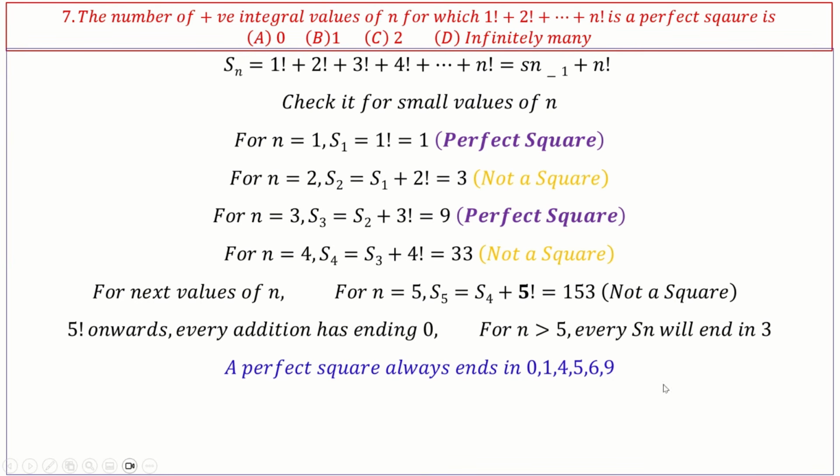So those numbers you can ignore, which means after 5 factorial, every number ends with 3, so they are not perfect squares. So how many possibilities are there? Only n equal to 1 and n equal to 3. These are the two values of n where the given expression is a perfect square. So only two options are possible. That is C, only two perfect squares.